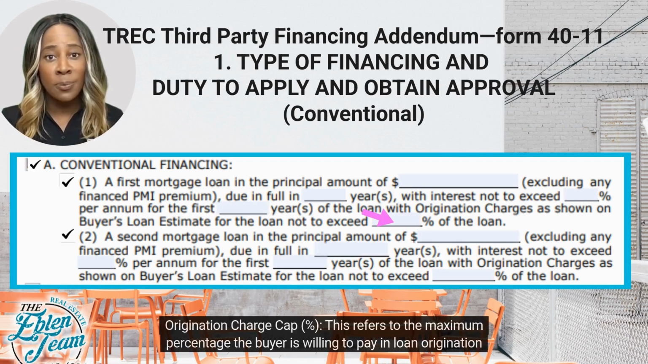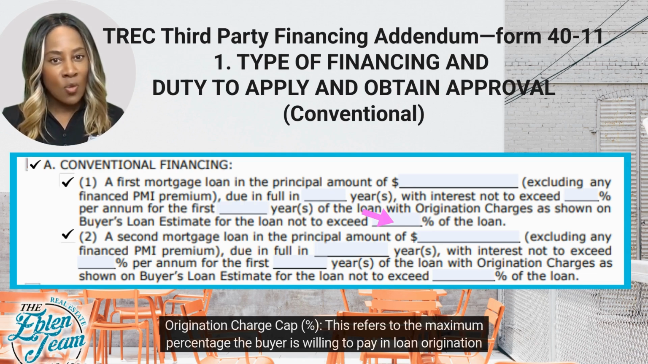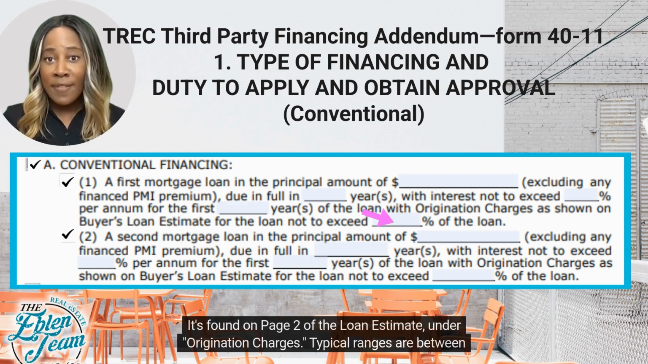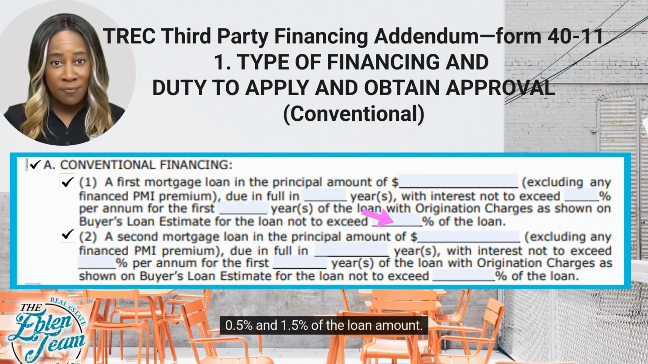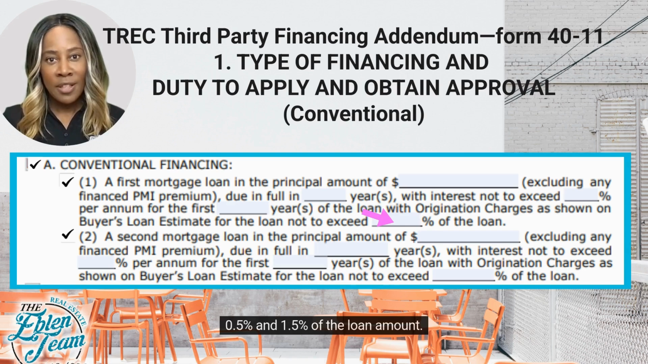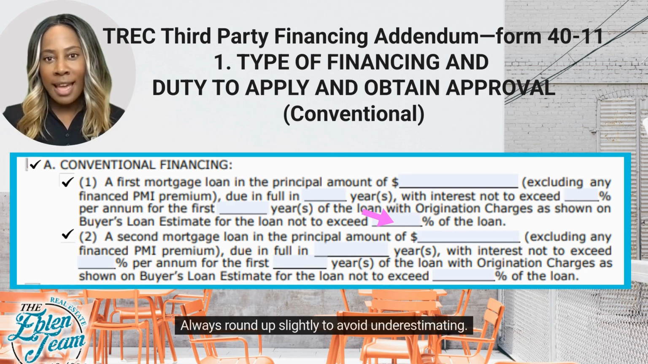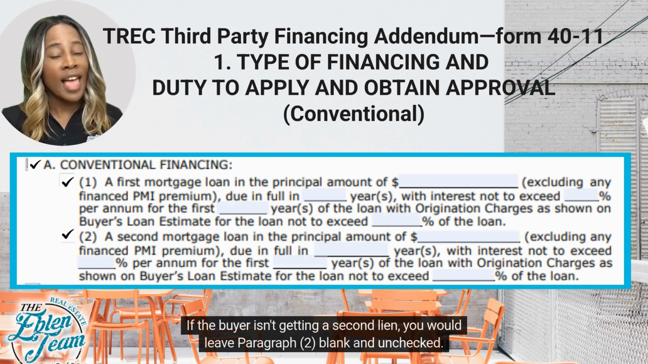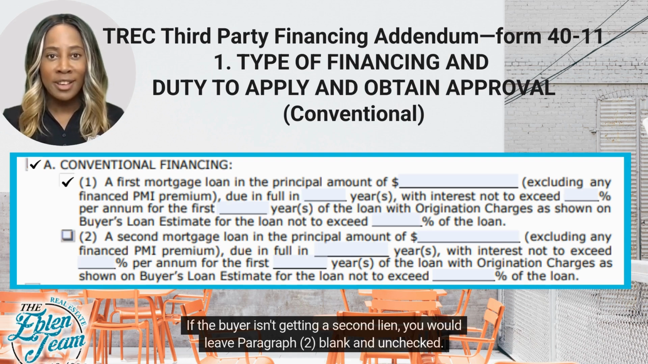Origination charge cap, %. This refers to the maximum percentage the buyer is willing to pay in loan origination charges. It's found on page 2 of the loan estimate under origination charges. Typical ranges are between 0.5% and 1.5% of the loan amount. Always round up slightly to avoid underestimating. If the buyer isn't getting a second lien, you would leave paragraph 2 blank and unchecked.